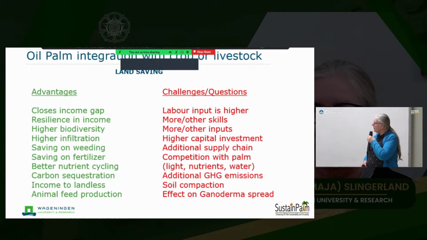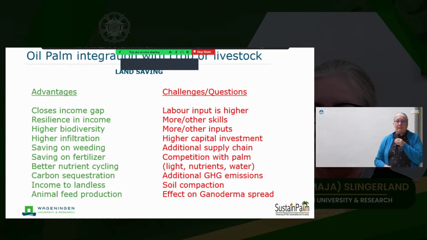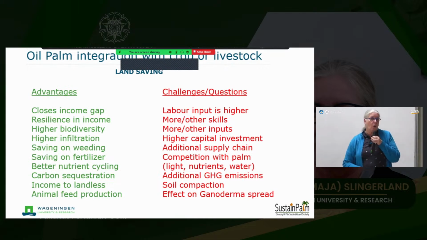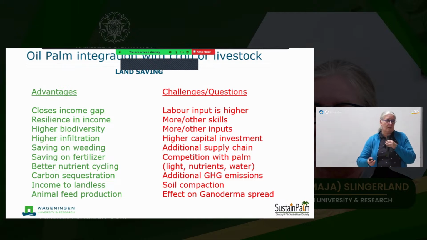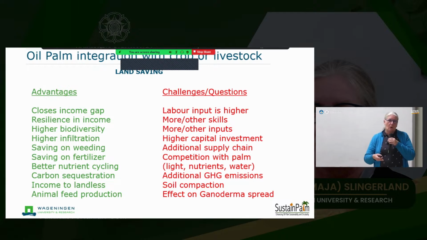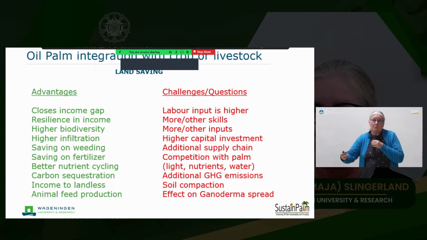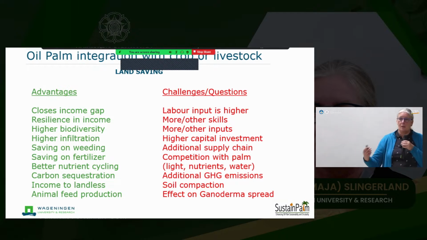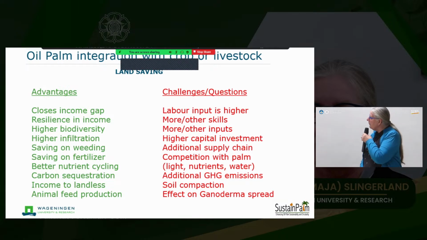But there are a few questions or challenges. One is the labor input will be higher than when you only do oil palm. So if you're an oil palm grower and you yourself put another crop there, it requires more labor from your family. It requires other skills and other inputs, because what you know from oil palm is not the same as what you know for watermelon or for kacang koro.